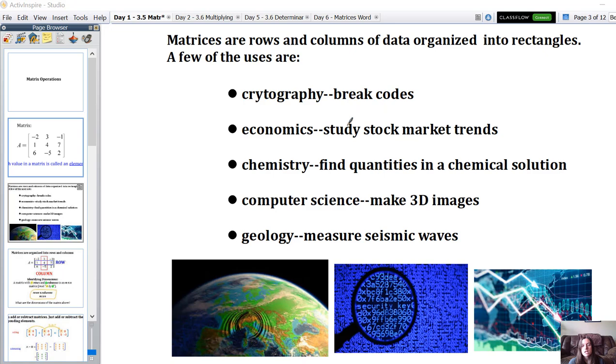These are different fields of study that use matrices, so if you find yourself going into any of these, knowing about matrices is going to be very helpful.